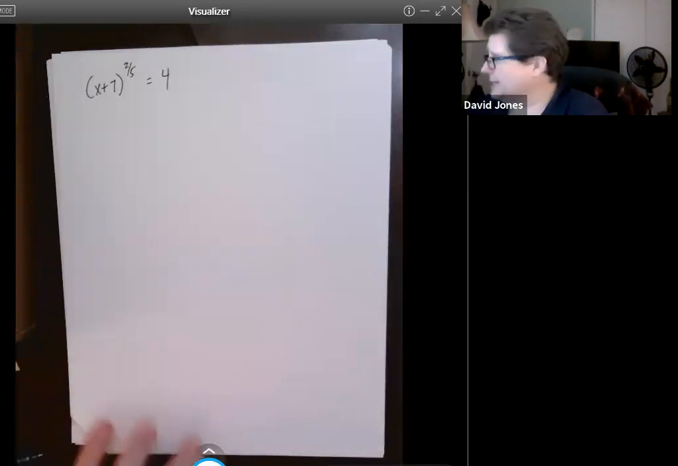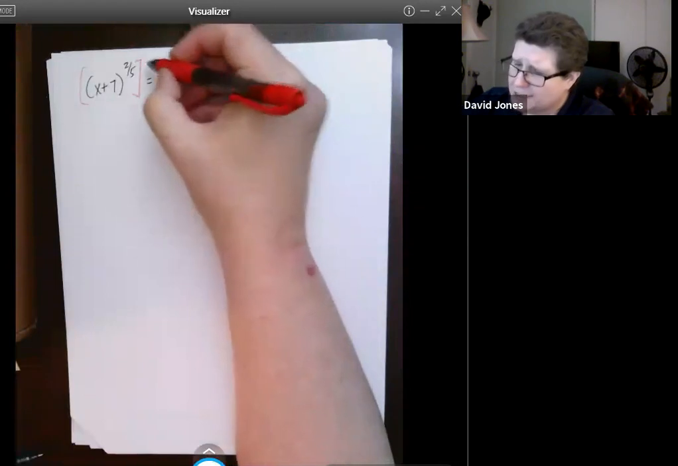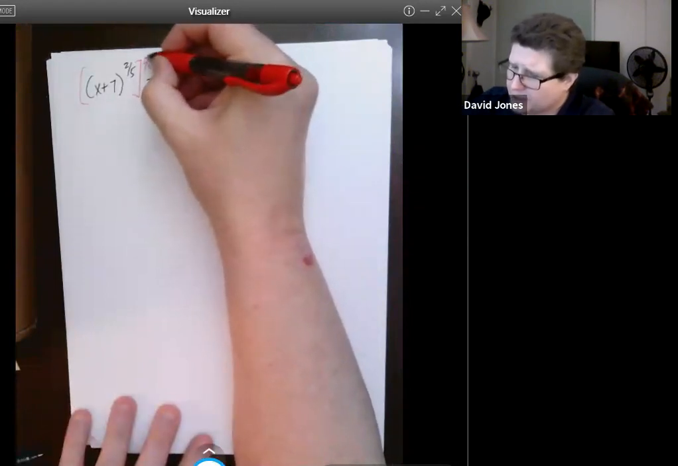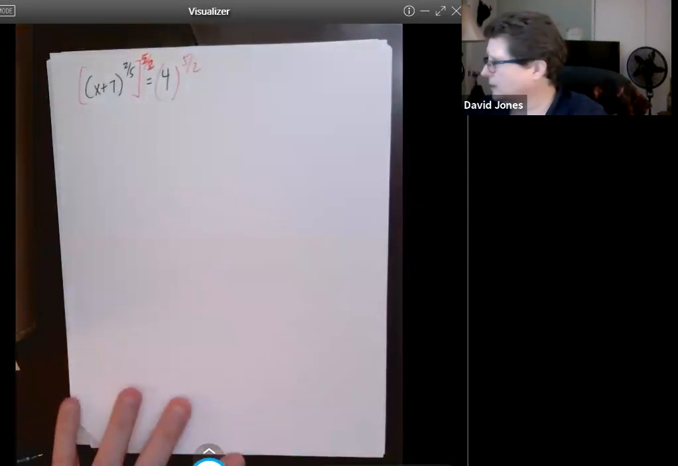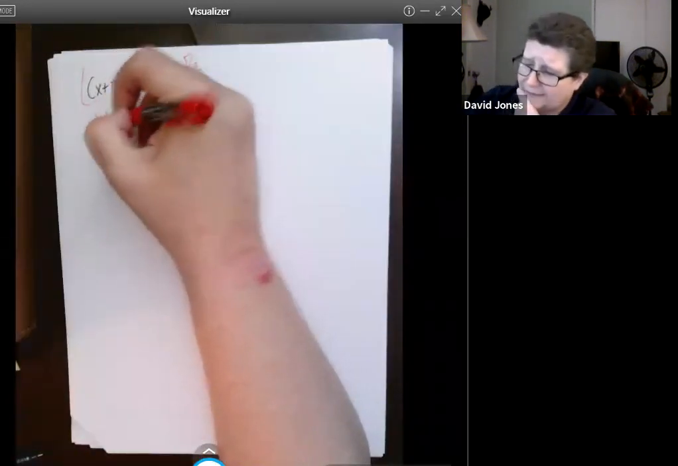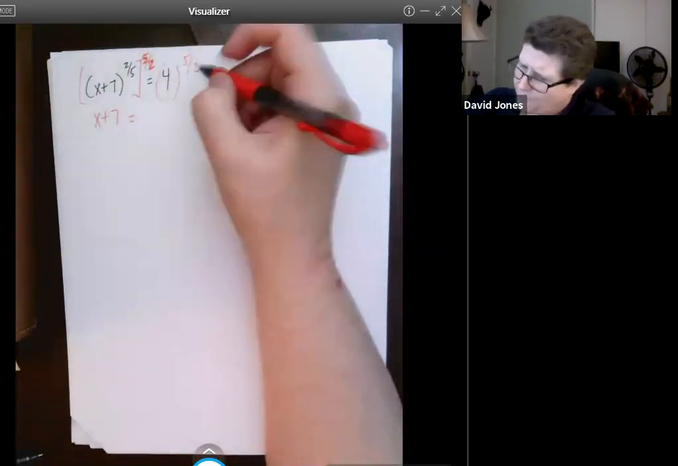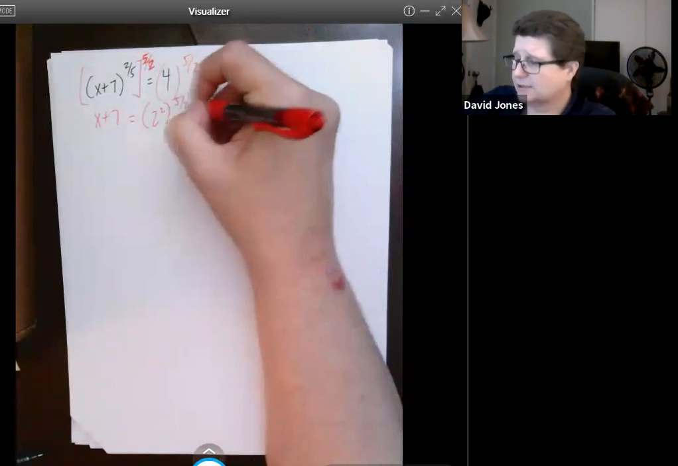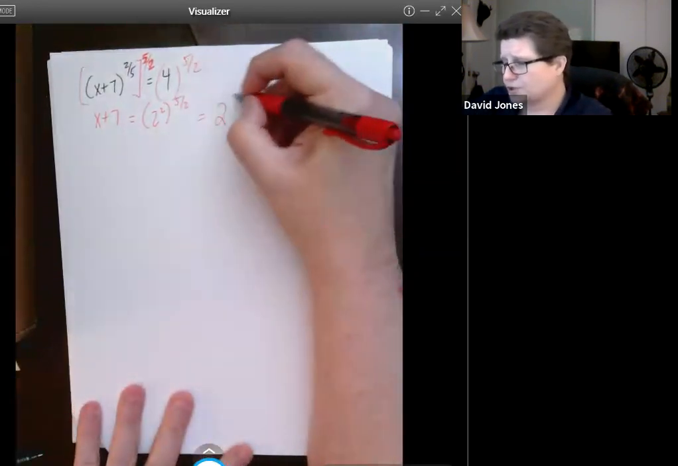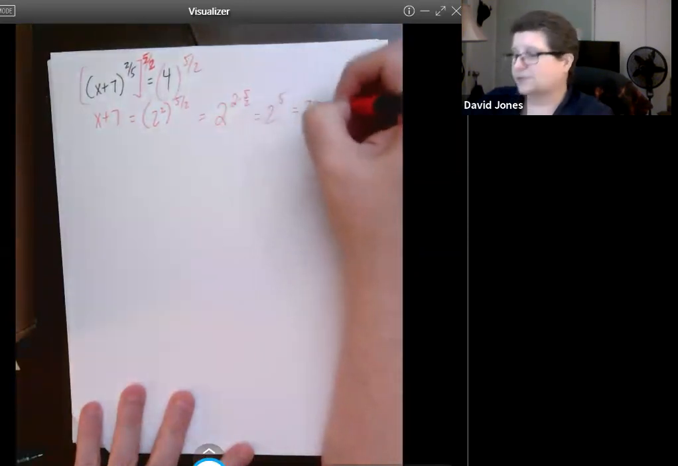All right, I'm going to assume you did. What we did is we had to raise both sides to the reciprocal of the exponent that's there. 2/5 is there, so I'm going to raise both sides to the 5/2. On the left, that gives me x + 7. And on the right, I've got 4^(5/2), which is (2 squared)^(5/2), which is 2^(2 times 5/2), which equals 2^5, which is 32.